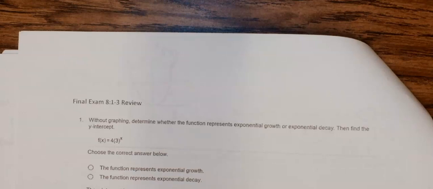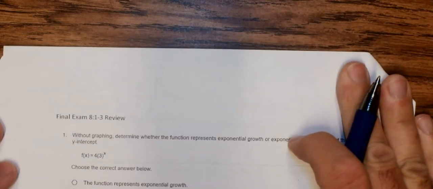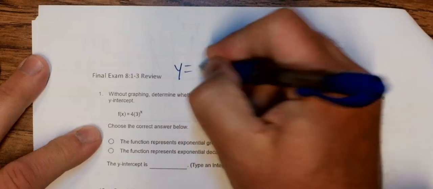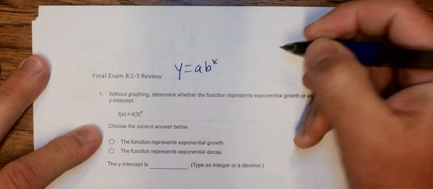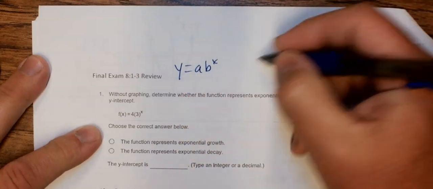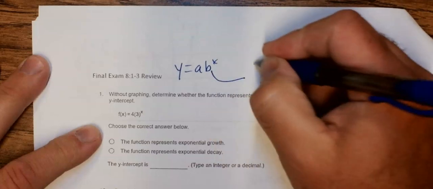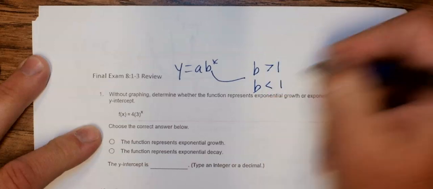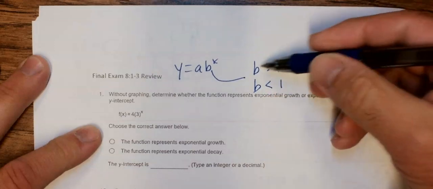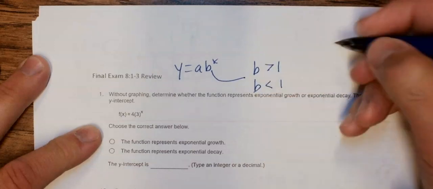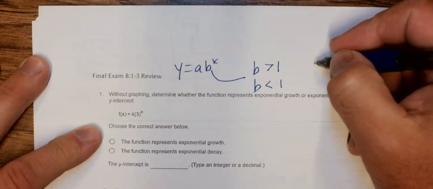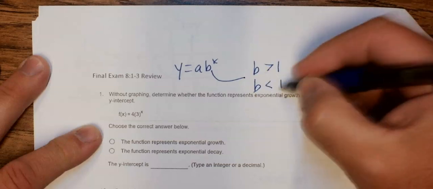Alright, so chapter 8 was the chapter about exponential functions and logarithms. We know y equals ab to the x is the form of an exponential growth or decay function, and we know that b controls whether it's growth or decay. Which one of these is growth? B bigger than 1 or b smaller than 1?